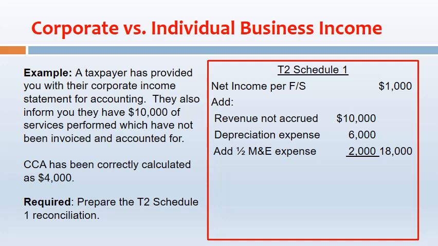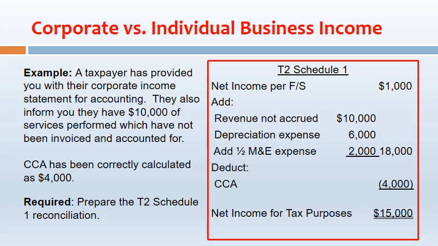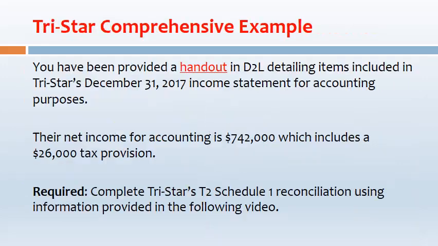Then we're going to move into doing some deductions. The only deduction that's relevant here, and we'll learn about more of them, is, of course, as discussed, the capital cost allowance. So we deduct $4,000 for capital cost allowance, and this gives us our net income for tax purposes of $15,000. Easy, right? It gets a little more complicated, but this is the basic formula that you're going to use for every T2S1. So let's move on to a more comprehensive example.